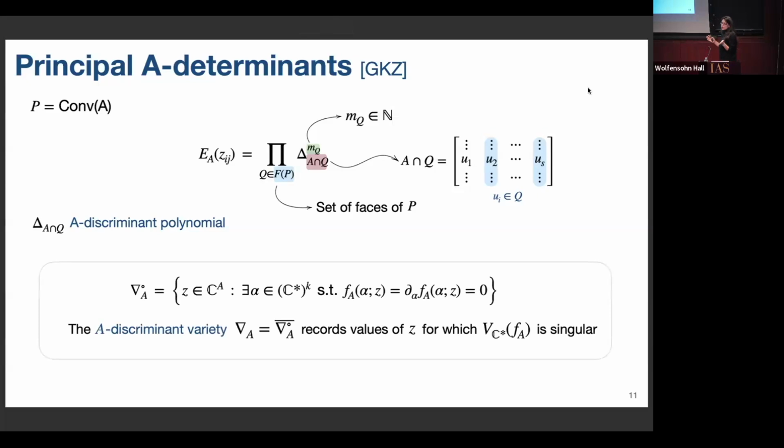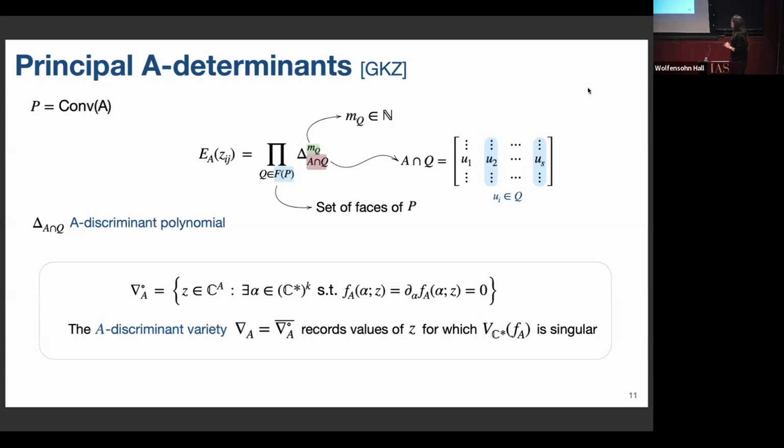This generalizes the notion of discriminant we're familiar with from high school for quadratic polynomials. It is defined as follows. Consider the locus of coefficients in the coefficient space for which there exists a set of variables alpha in the torus, C star to the k, such that the polynomial associated to the matrix A, the polynomial whose monomial support is A, and its partial derivatives with respect to the alpha variables have a common root. This is not necessarily a closed set, so its closure defines the A discriminant variety, and it records the values for which the variety defined by F_A is singular.